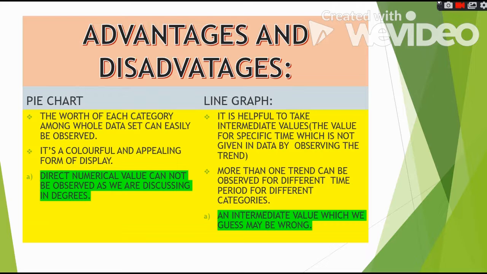If it is consuming the half circle or semicircle, you can say that it is half of the whole data. So this kind of observation through degrees knowledge you can observe very clearly in a pie chart. It's a colorful and appealing form of display. Again, just like pictogram, pie chart is also a colorful display. But disadvantages: direct numerical value cannot be observed as we are discussing in degrees.